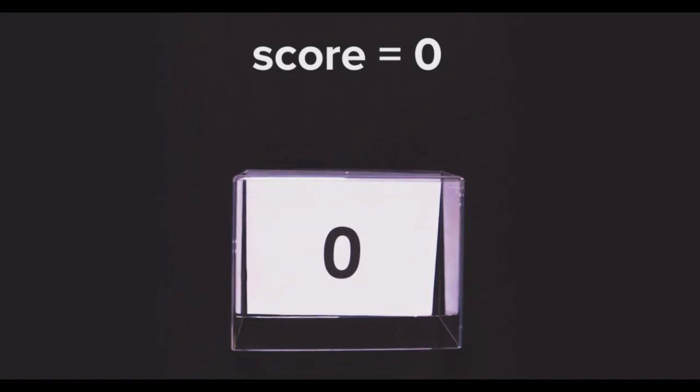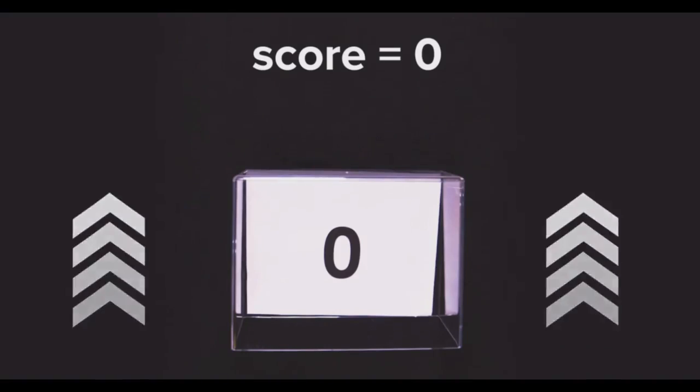Every time you earn a point in the game, the value of the variable is updated to keep track of your score. When a number variable is updated to a larger value, it is said to increment. The value increases by a set amount or increment.